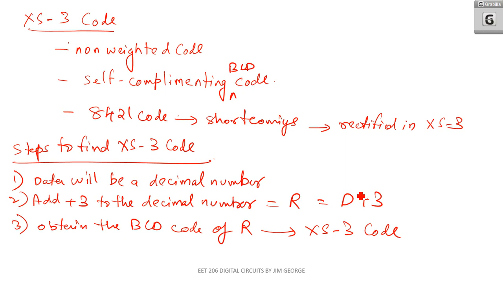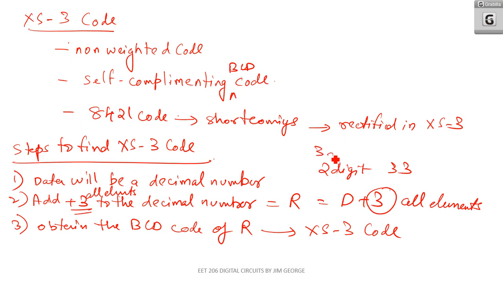But when you are adding 3, add 3 to all elements. That is a key factor we need to get. For example, if you are given a 2-digit decimal number, then you should add 33. If it is a 3-digit decimal number, you should add 333. So adding 3 means you have to add 3 to each digit in the decimal number. It is not merely 3. You have to add 3 to every digit.